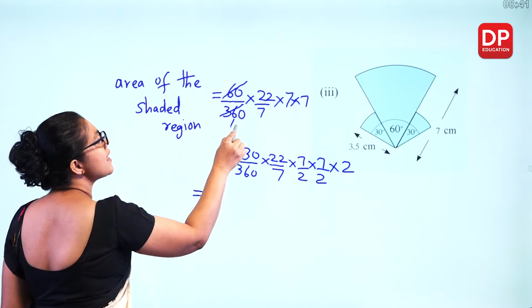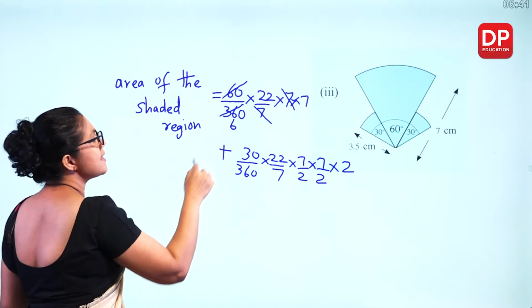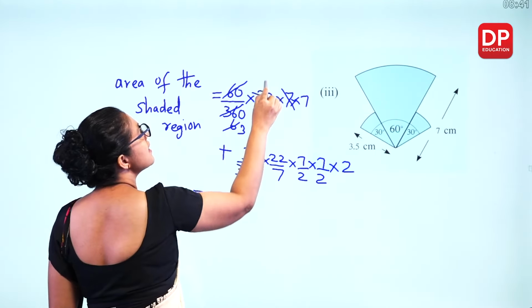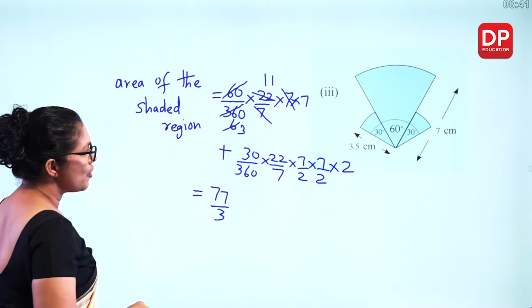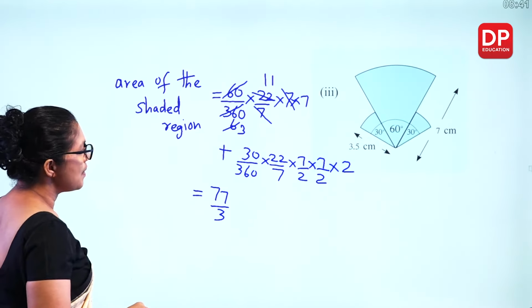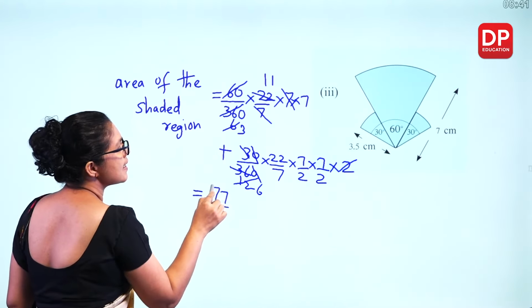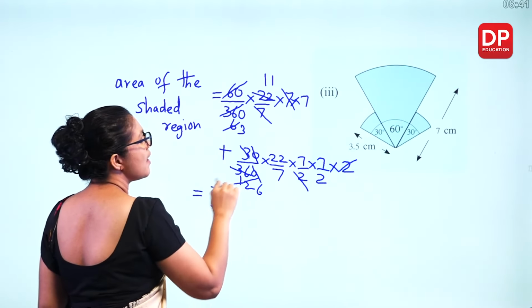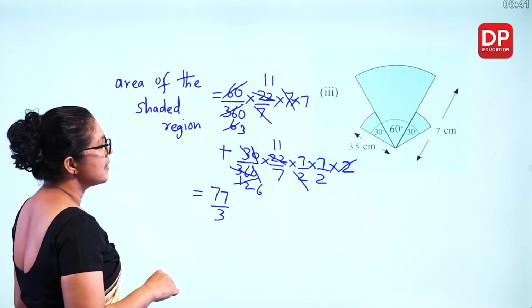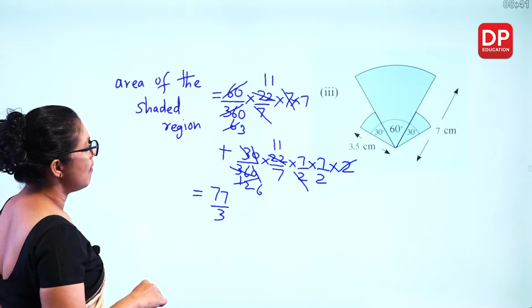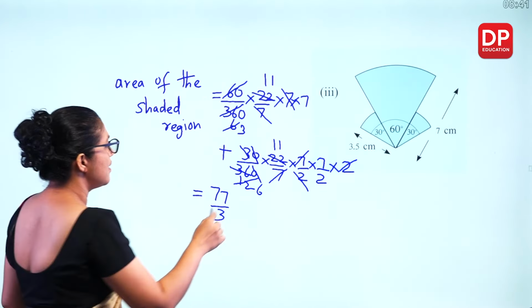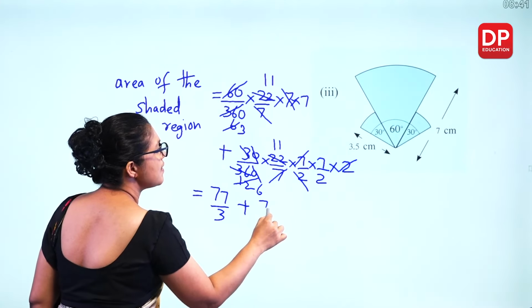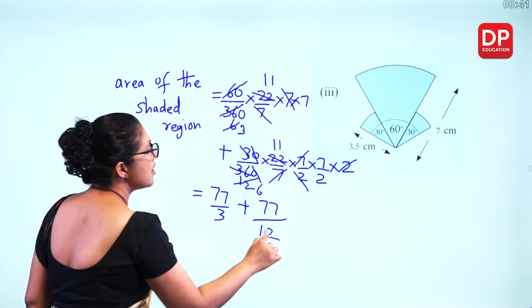sectors. So when you simplify, what do you get? 60 with 360, you get 6. This 1, 7 get cancelled out. When you divide by 2, you get 11 here. So the first part you get 77 over 3. What about the other part? 30 times this, you get 12. Divide by 2, you get 6 here. Another, this one divide by 2, you get 11. So that's all. And 7 also get cancelled out. So what is the other part? You get 11 times 7 is 77. Divide by 12.